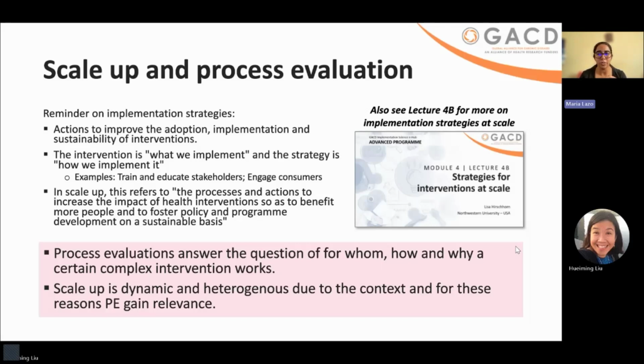So some key notes for process evaluation in scale-up are: process evaluation answers the question of for whom, how, and why a certain complex intervention works. Scale-up is dynamic and heterogeneous due to the context and the diversity of populations. And for these reasons, process evaluation gains relevance.